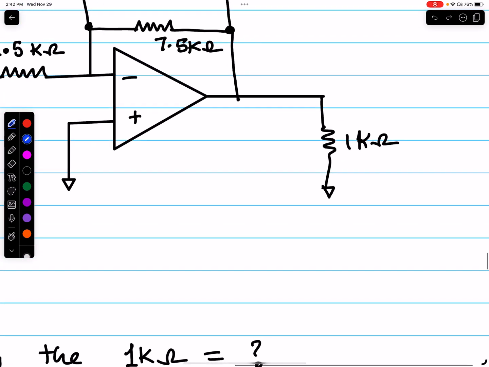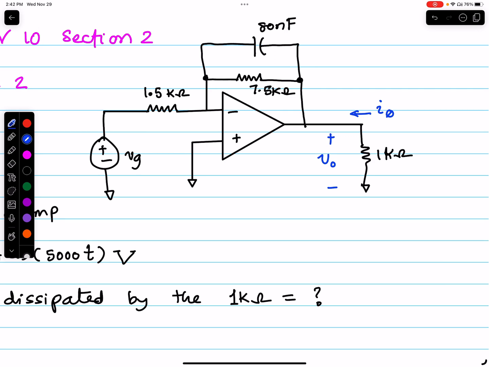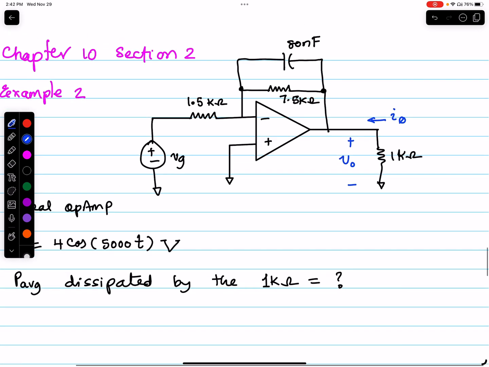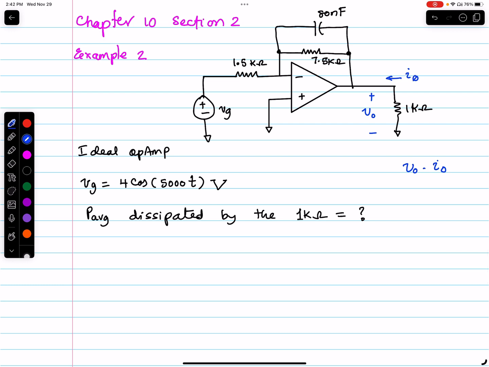So really, we are interested in finding the output voltage V0 and the output current I0. Once we know V output and I output, we can simply multiply VO and IO and get the instantaneous power, and then we can get all the parameters of interest, P average. So let's go about calculating I0 and V0. How do you do that?